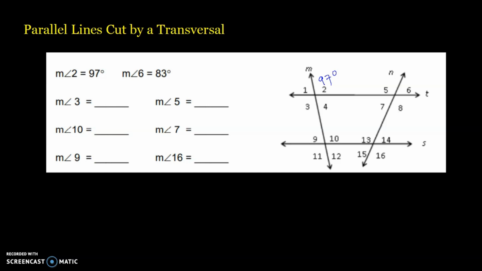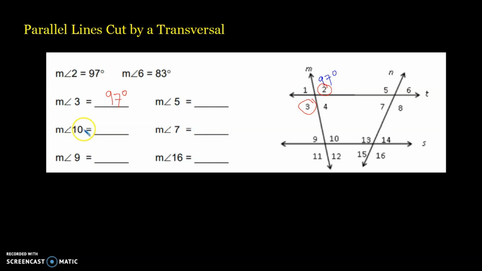For you to easily identify what kind of angle pairs they are, I suggest that you mark the given angles. So we have angle 2, and the one that we're going to solve for is angle 3. You will find out that 2 and 3 are vertical angles, and vertical angles are congruent. Therefore, angle 3 has a measure of 97 degrees also.